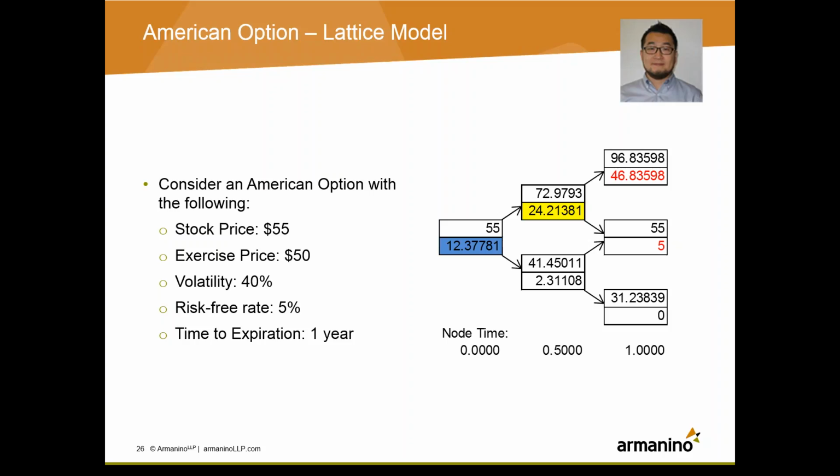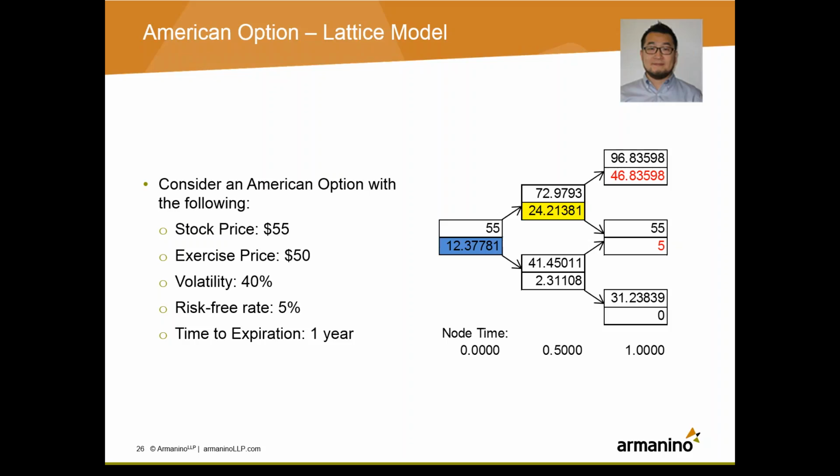If the stock price remained at 55, then the value of the option would be 5. And I'm talking about those red numbers. And if the stock price is at $31, then the option holder will not exercise the option to buy at $50. So the value of the option is 0.